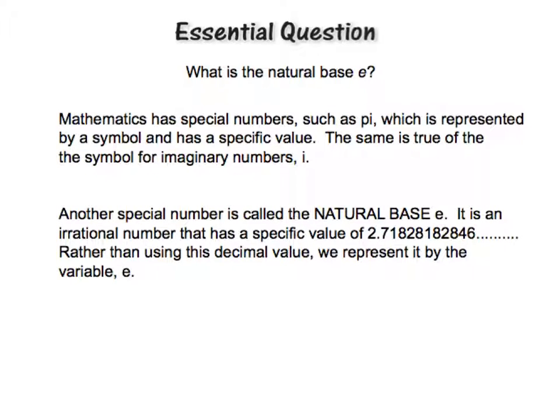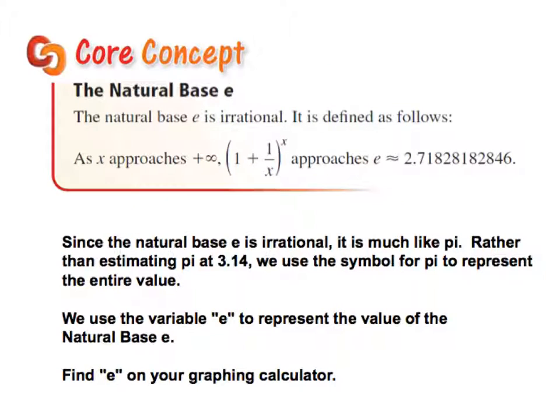Take a second here and read through this. Natural base e is basically a special number, kind of like pi. It's an irrational number. It has a specific value of 2.71828182846. It's irrational, so that decimal value keeps going on and on and on forever. So that we don't have to use a rounded decimal for that, we use the variable e.